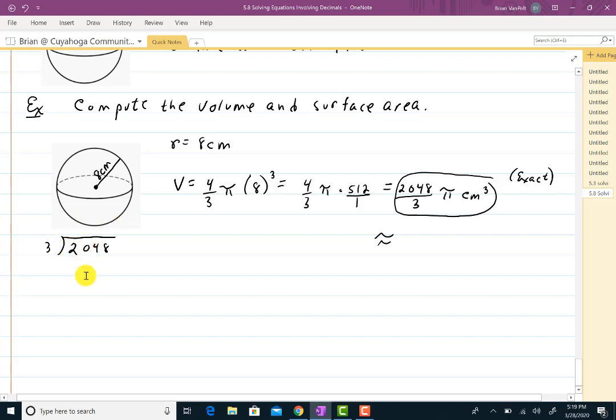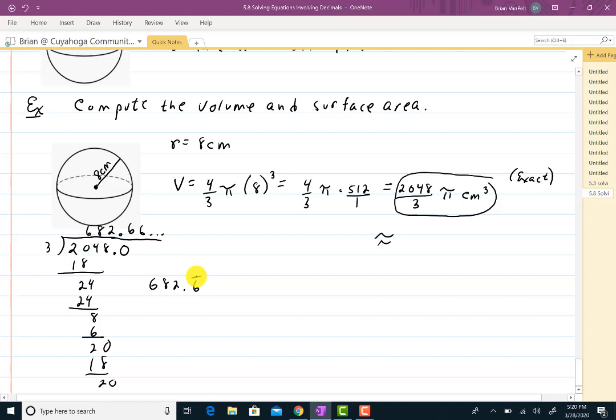So 3 goes into 20 6 times. 20 minus 18 is 2, bring down the 4. Bring down the 8, 3 goes into 8 twice, and this is where I'm going to start having to go into decimals. So bring down a 0, 3 goes into 20 6 times. And there it is again. So what's going to happen is the 6's go on forever. So 682.6 with a bar over it.